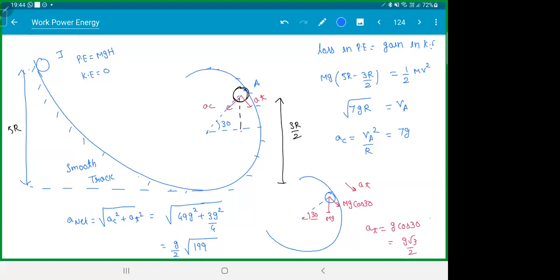So the main catch is that most people will find the centripetal acceleration and forget the tangential part. The question is to find the acceleration of the ball, so you're asking for the net acceleration. Please check. Any doubts on this? Please ask.